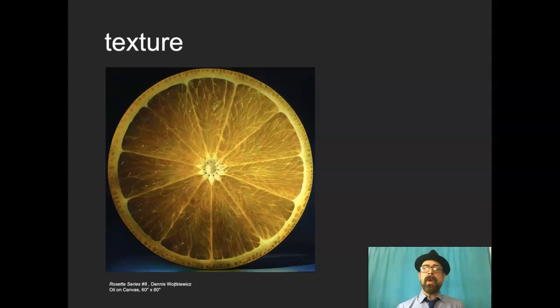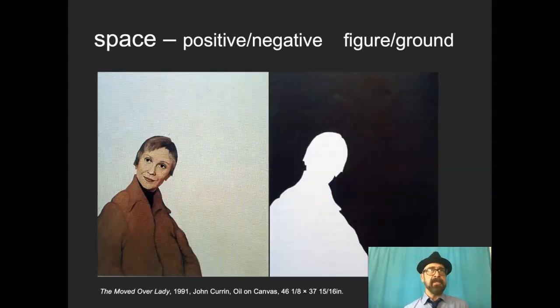Okay. And then there's space, right? The way that you use space, the way that you divide space, the way that you suggest depth. Very critical aspect of what you do as a designer. In this piece, you can clearly see the subject and the background, right? The figure-ground relationship. And in so doing, we also discover that idea of positive and negative space, right?